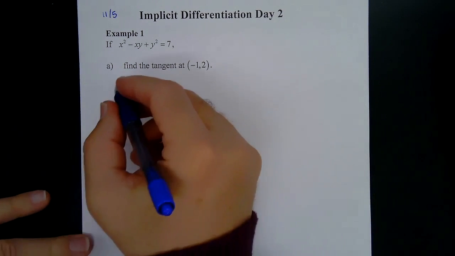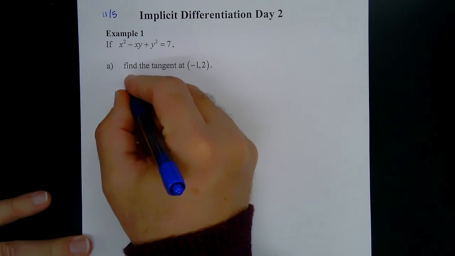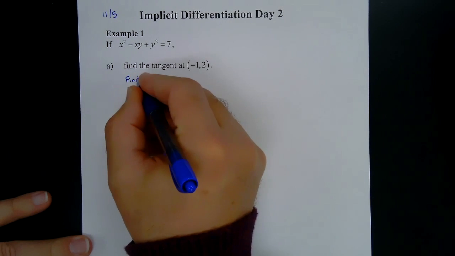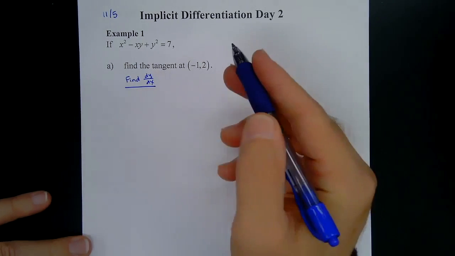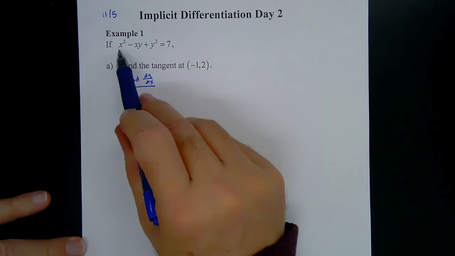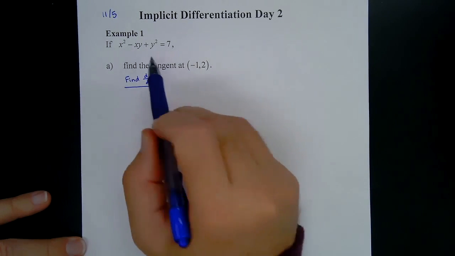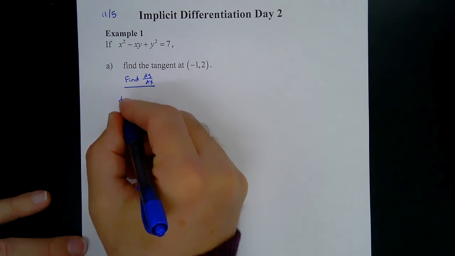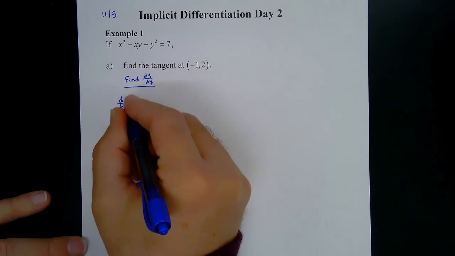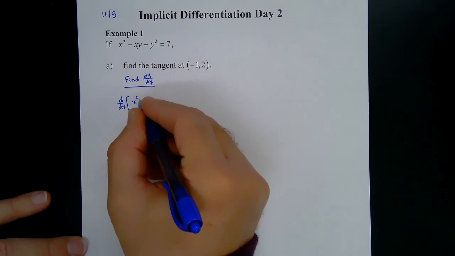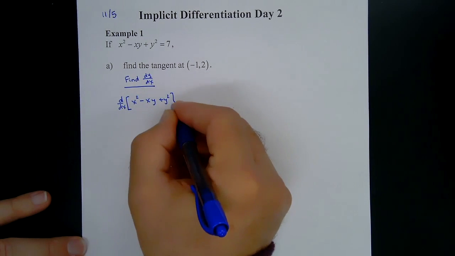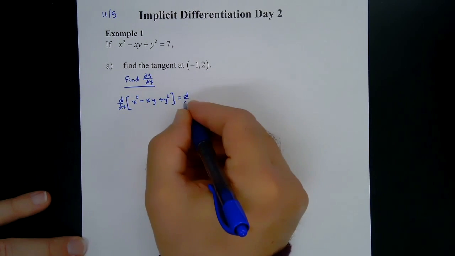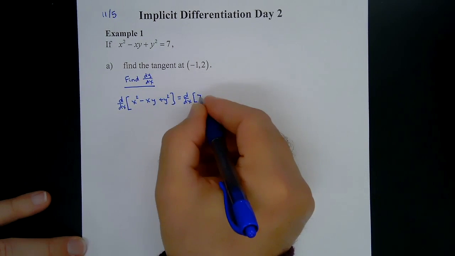So the very first thing is we want to find dy over dx. The way we're going to do that is take the derivative with respect to x of both sides of this equation. So that's d/dx of x squared minus xy plus y squared, and also take the derivative with respect to x of the right side, which is 7.